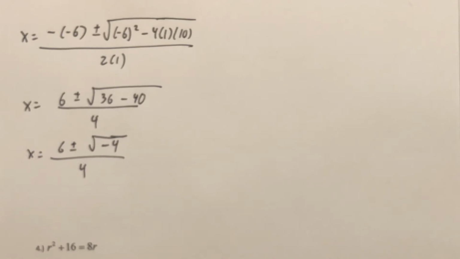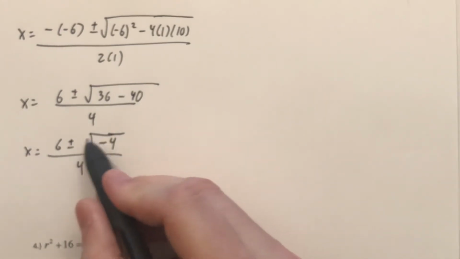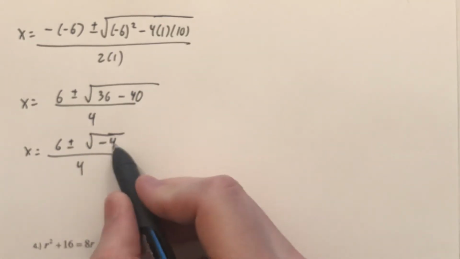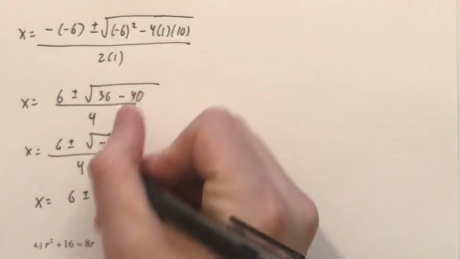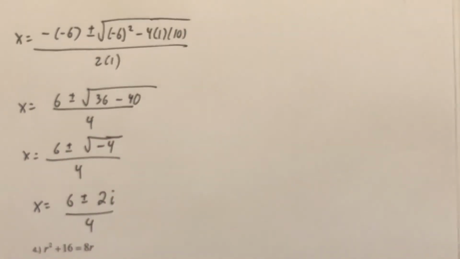Now, with that, square root of negative 4, two things. First of all, the negative on the inside will turn into an i on the outside for an imaginary number. And the leftover of square root of 4 will work out nicely. We can just make that all turn into a 2i all over 4.